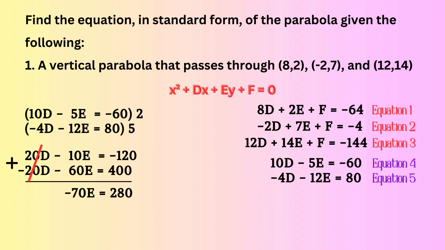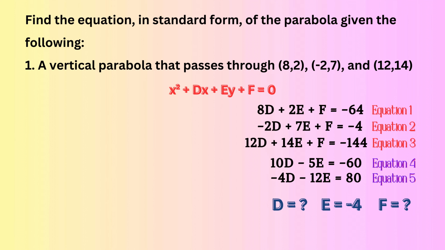Solving for e, we divide both sides by negative 70. So that e is equal to 280 over negative 70, or negative 4. Now, we are able to get the value of our first variable. We can use this to eventually solve for the values of the other variables.